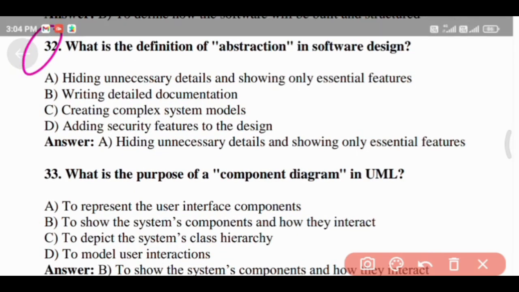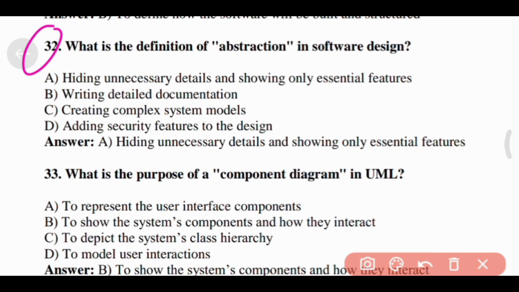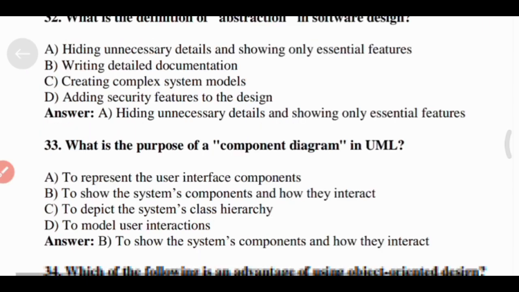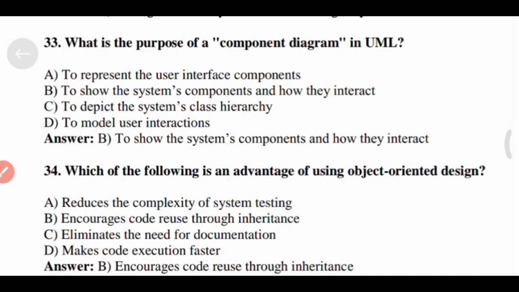What is the definition of abstraction in software design? Option A, hiding unnecessary details and showing only essential features. What is the purpose of a component diagram in UML? Option B, to show the system's components and how they interact.